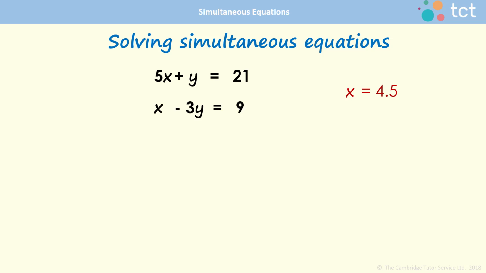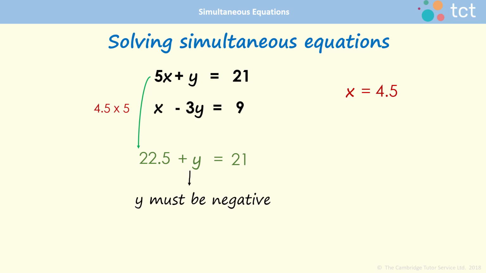I'm going to put that back into one of the equations to find out what y is. Two ways you could do this. I could take the top one and I could replace that 5x with 5 times 4.5, and that's 22.5. Complete the rest of that equation, add y equals 21. First thing you'll probably notice here is that you've added something on to 22.5 and you've ended up with a smaller number, 21. So y must be negative. So if we find the difference between 22.5 and 21, that'll help us to work out what y is worth.